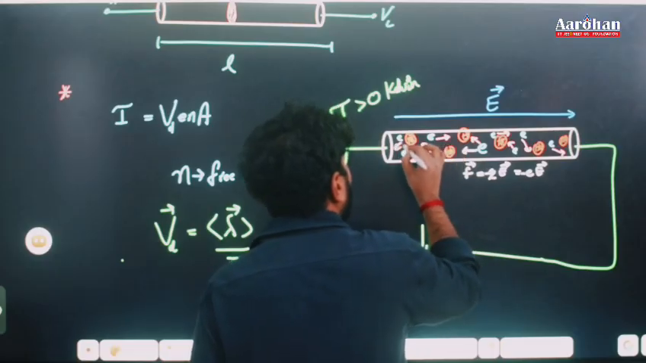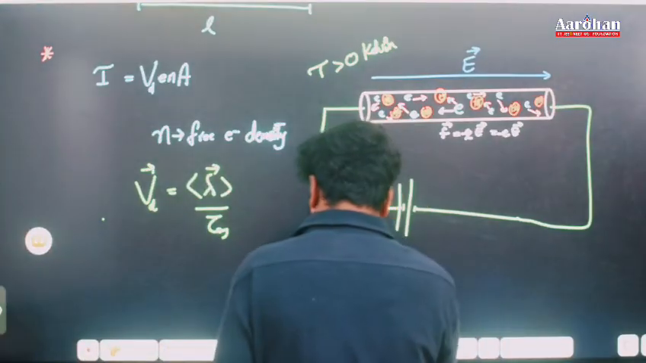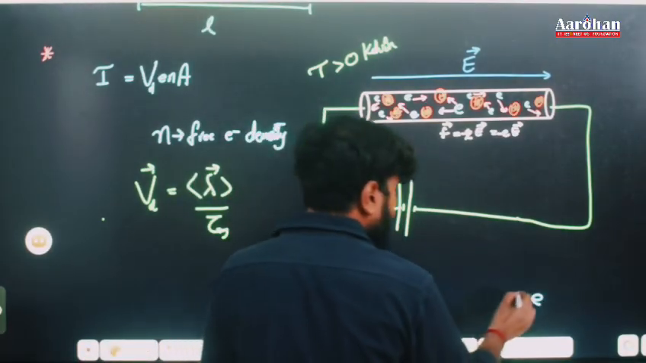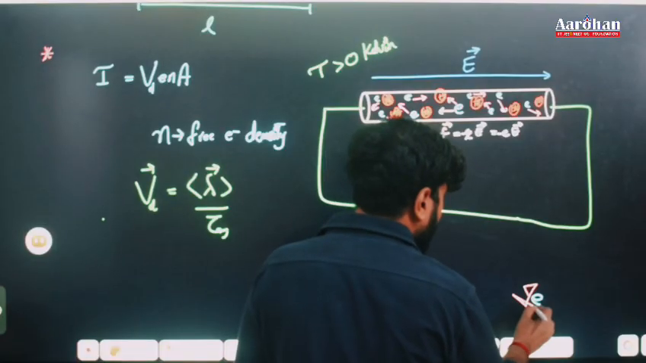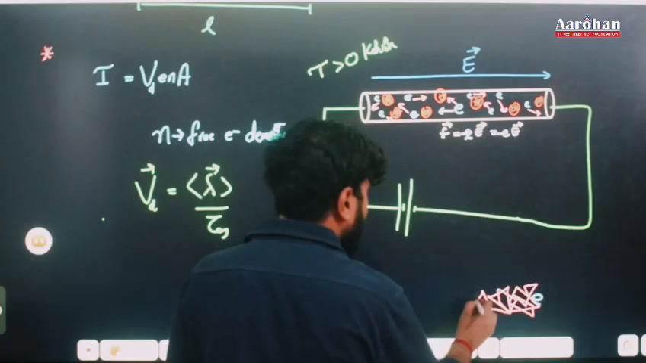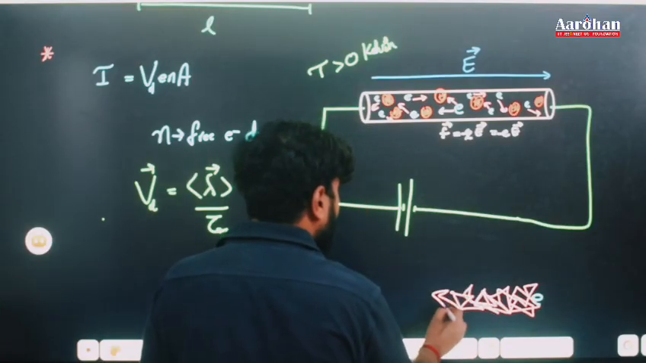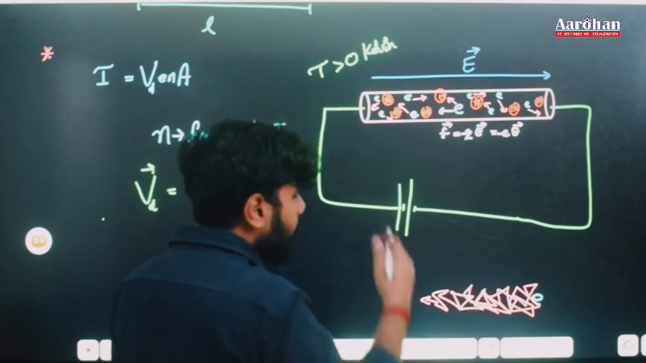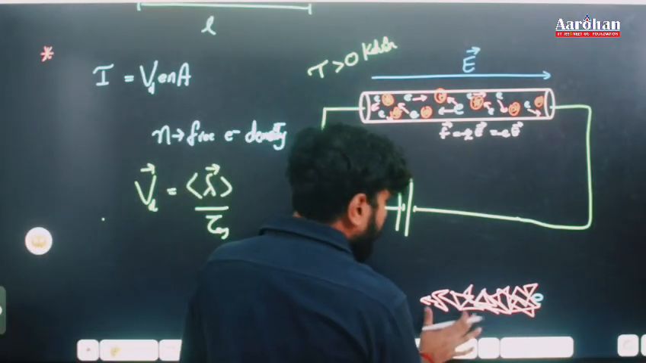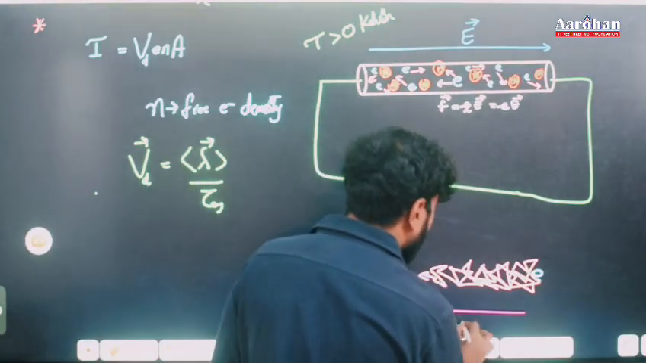So because of this electric field, if this is the electron, it is going to move in a very random direction. It will collide with many kernels, and still it will move in the direction opposite of the electric field. The average velocity by which it moves in the direction opposite of the electric field is known as drift velocity.